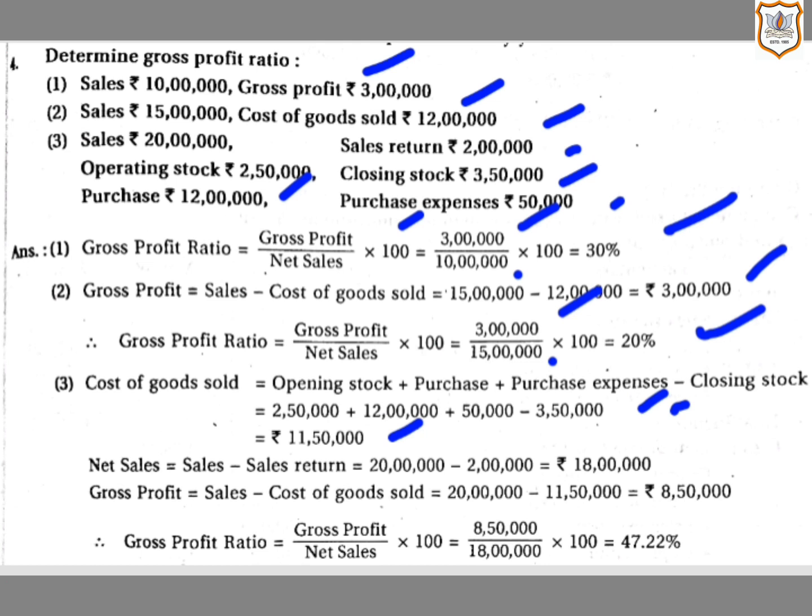Now net sales is equal to sales minus sales return. Here we have both the figures, sales as well as sales return. So 20 lakh minus 2 lakh, that comes to 18 lakh.